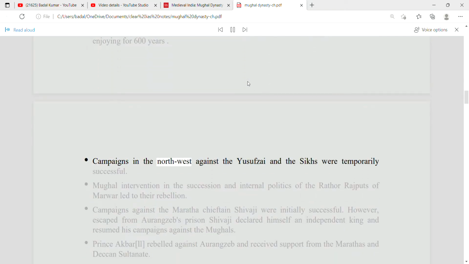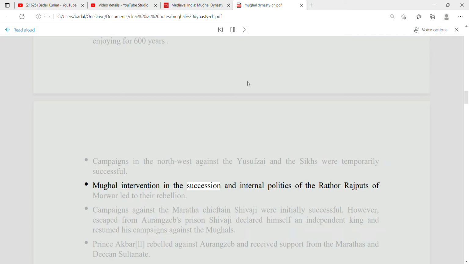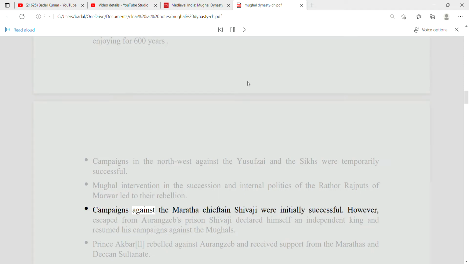Campaigns in the northwest against the Yusufzai and the Sikhs were temporarily successful. Mughal intervention in the succession and internal politics of the Rathore Rajputs of Marwar led to their rebellion. Campaigns against the Maratha chieftain Shivaji were initially successful. However, Shivaji escaped from Aurangzeb's prison, declared himself an independent king and resumed his campaigns against the Mughals.